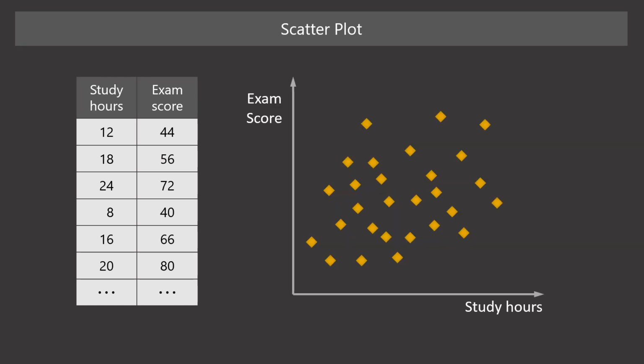When we investigate the relationship between two numerical variables, we can use a scatter plot. A scatter plot is useful to visually grasp the relationship between two variables. Later in this course, I will explain scatter plots in more detail.